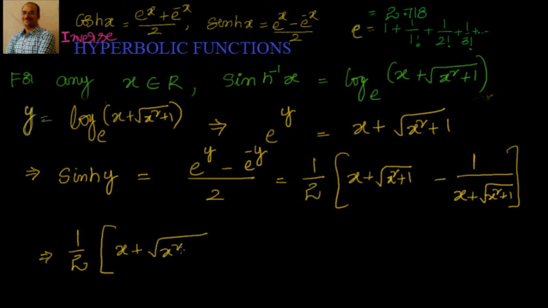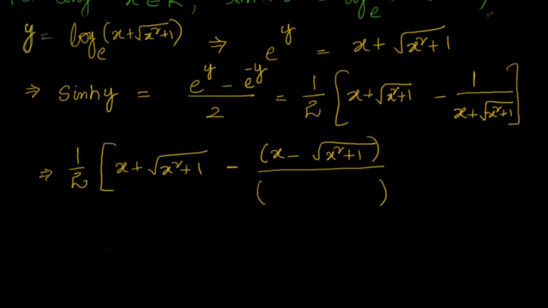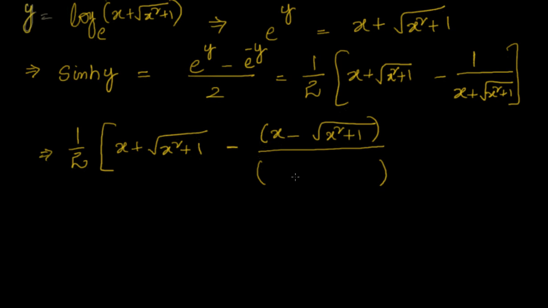Okay, right. Now let us see what this is becoming. 1 by 2 into x plus root of x square plus 1. When I simplify this, x square minus x square cancels. I end up with minus 1. Here minus minus will become plus. That's nothing but x minus root of x square plus 1. So x square plus 1 cancels out. 2x by 2 is x. That gives me sinh y equal to x, which is nothing but y equal to sinh inverse of x. And we know y is nothing but equal to log e of x plus square root of x square plus 1. So this is the second way of proving it.